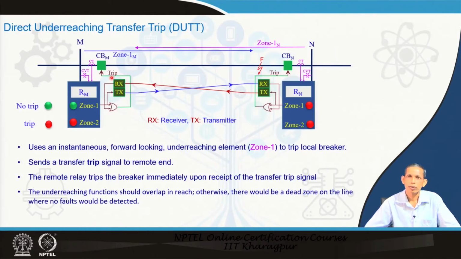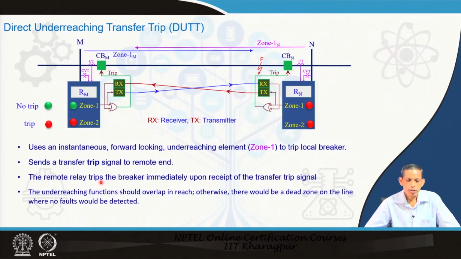So, we are exploiting the advantage of a faster protection, oscillated protection. That is why it sends a transfer trip signal to the remote end, and that is what the wording direct underreaching transfer trip means. It uses an instantaneous forward looking underreach element. So, the decision of the underreaching element, that is zone 1, is being transferred to the other end, and locally also, as usual, you will go for the trip decision instantaneously.